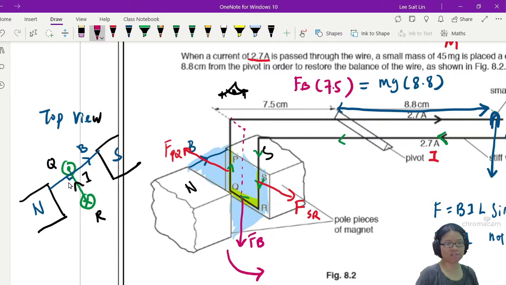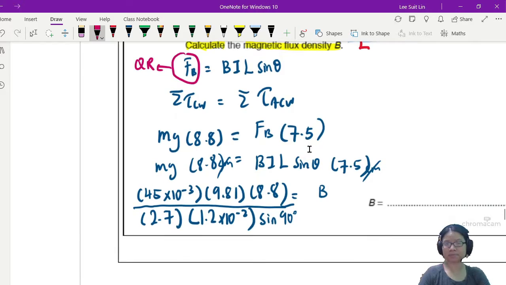And if you want to draw FB, it is actually into the paper. So I'm just going to draw another cross here for FB. This is the top view, not so sexy as this one. But the whole point of drawing this for you is to show you that B and I are 90 degrees. Which means if we go back to our calculation, your sine theta is sine 90 degrees.